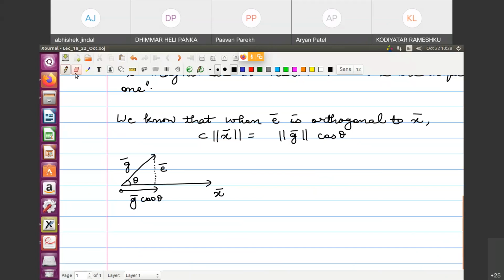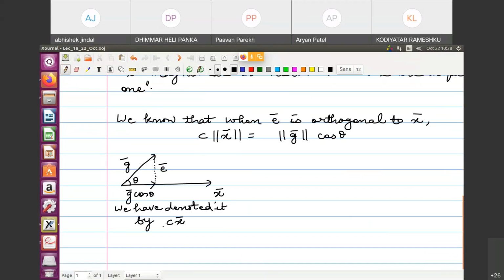And we are denoting the same vector. Let us keep the direction intact, the concept of direction intact. We should use the same vector. And you know that this is G bar cos theta, and we have denoted it by Cx.